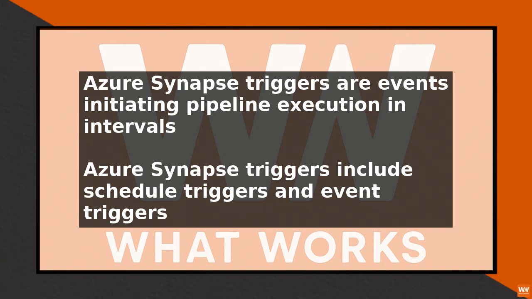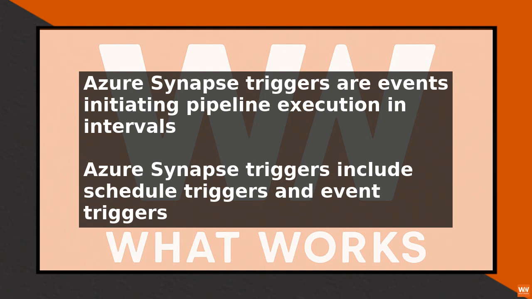Step 2. Creating a trigger. To create a trigger in Azure Synapse, navigate to the pipeline you want to trigger and click on the Triggers tab. Click the New Trigger button and select the type of trigger you want to create. For example, to create a schedule trigger, select the schedule trigger type and specify the schedule details, such as the frequency and start time.